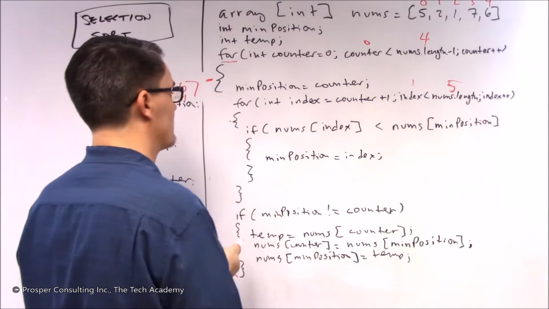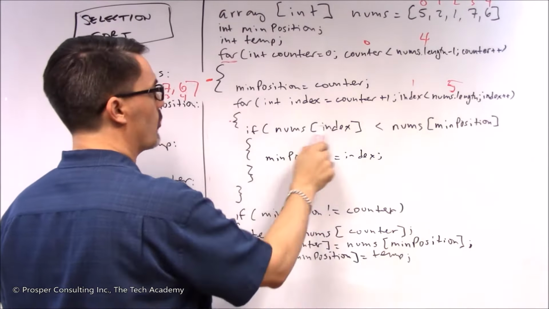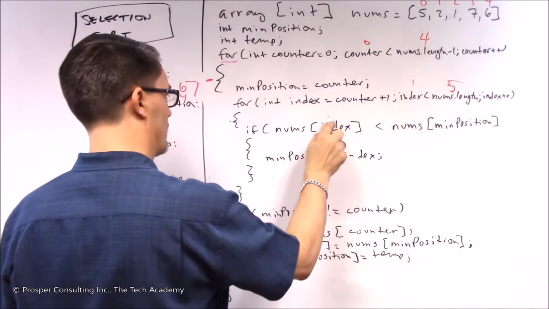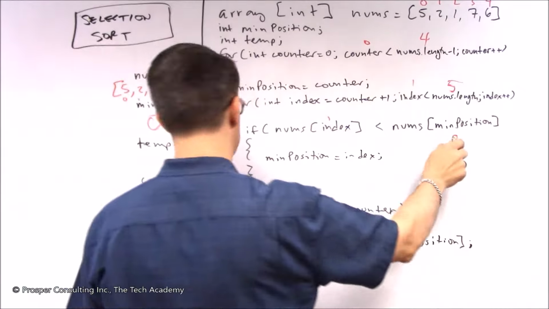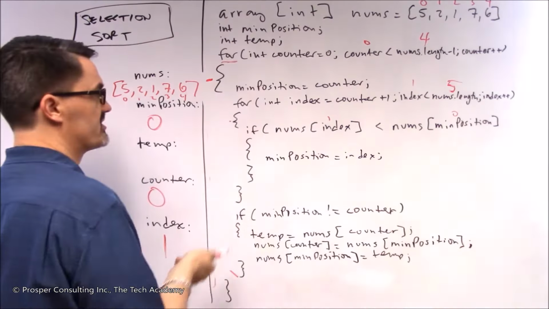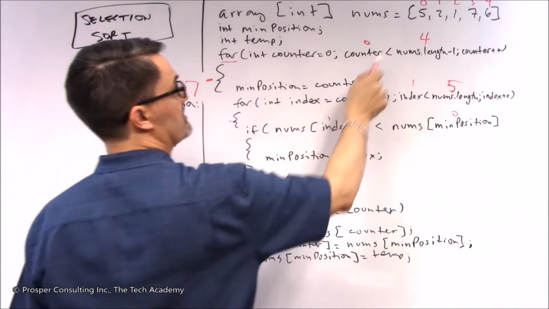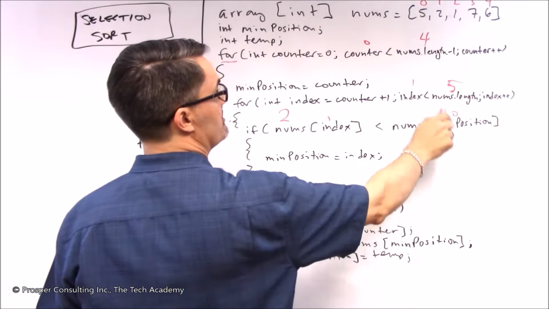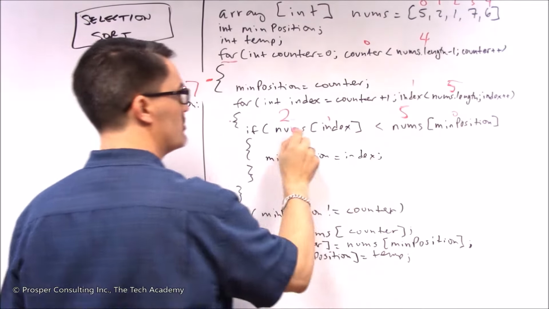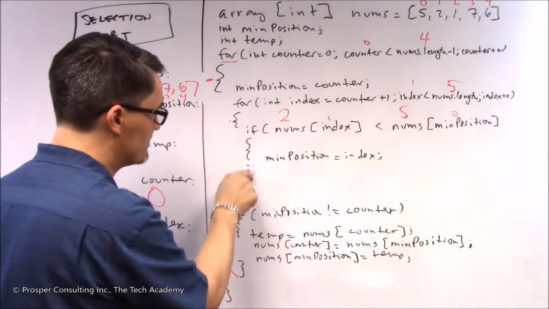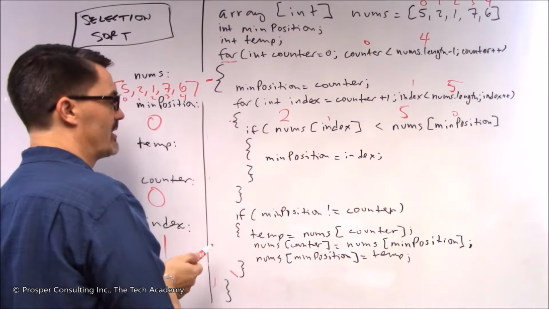Now here's an if statement. This if statement is looking for values at certain positions inside that array. The value of index right now is 1. Value of min position right now is 0. What are the values of those positions? Well, nums at position 1 is a 2. And then nums at position 0 is a 5. So is 2 less than 5? Yes, it certainly is. Then we're going to execute this little code block inside the if statement.